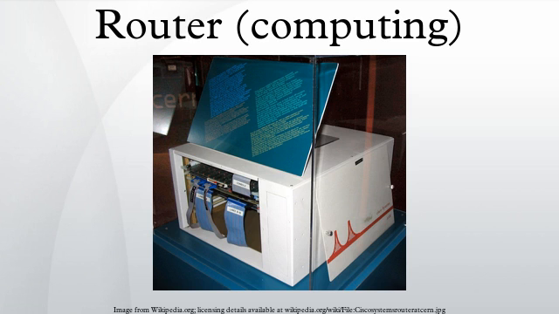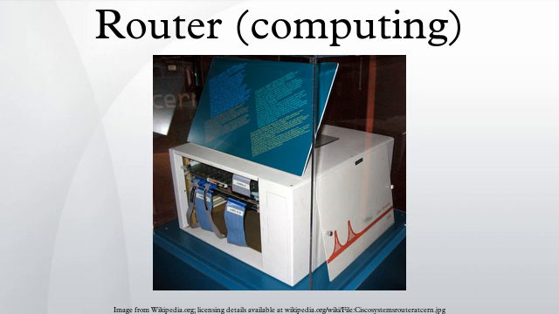Other networking solutions may be provided by a backbone wireless distribution system, which avoids the costs of introducing networking cables into buildings. All sizes of routers may be found inside enterprises. The most powerful routers are usually found in ISPs, academic and research facilities. Large businesses may also need more powerful routers to cope with ever-increasing demands of intranet data traffic. A three-layer model is in common use, not all of which need be present in smaller networks.